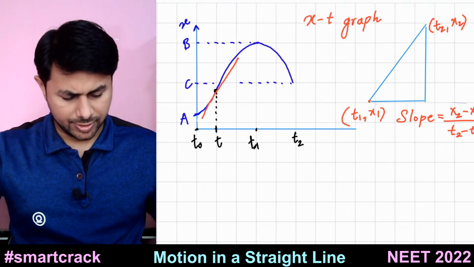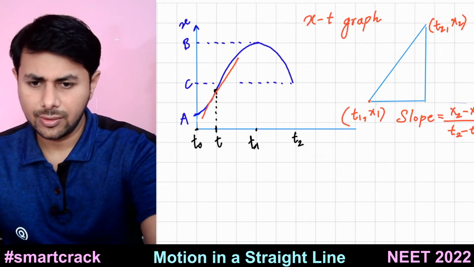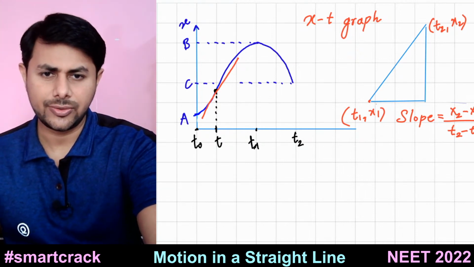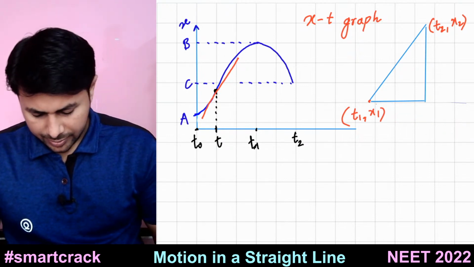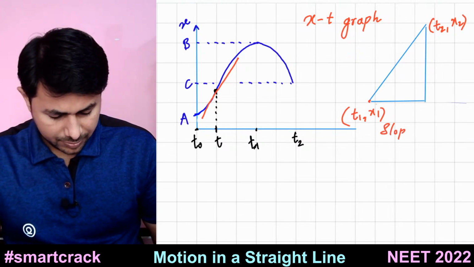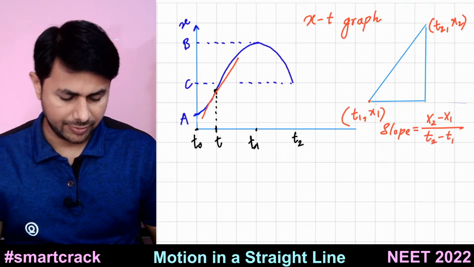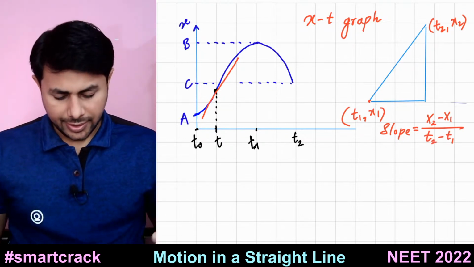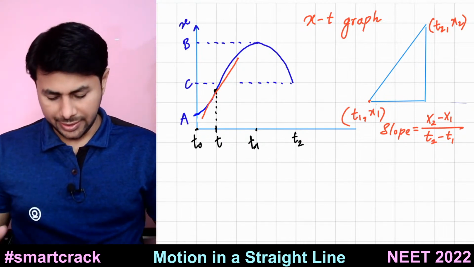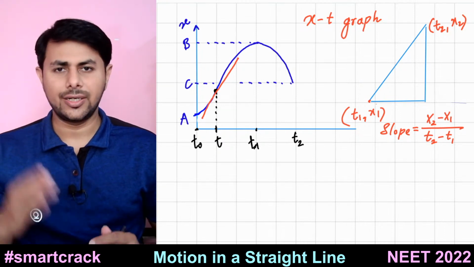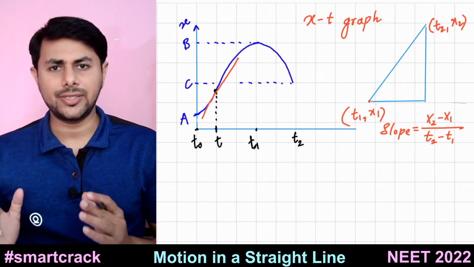I hope this is not going outside of the screen. Let me check. Oh, it's going out. Okay, so I will write it here. The slope is x2 minus x1 divided by t2 minus t1. And if I want to write slope in terms of this curve, what will that be? It is the slope of the tangent line, and that slope gives me instantaneous velocity.